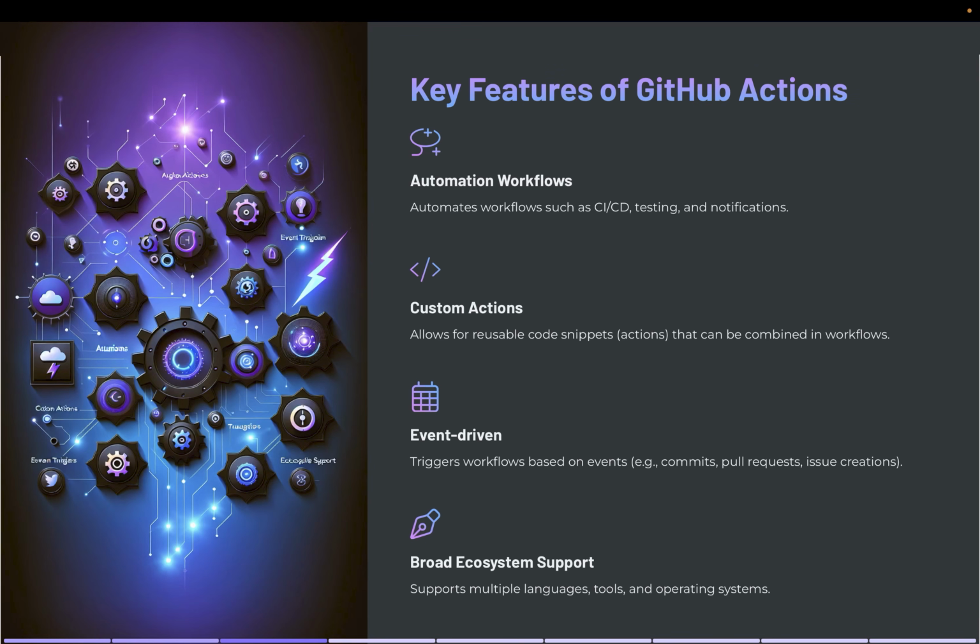What makes GitHub Actions such a powerful tool for developers? Well, it's all about its key features. GitHub Actions offers automation workflows that can automate tasks like CI/CD, testing, and notifications, making life a lot easier. It also supports custom actions, which means developers can create reusable pieces of code to combine in workflows, enhancing productivity.